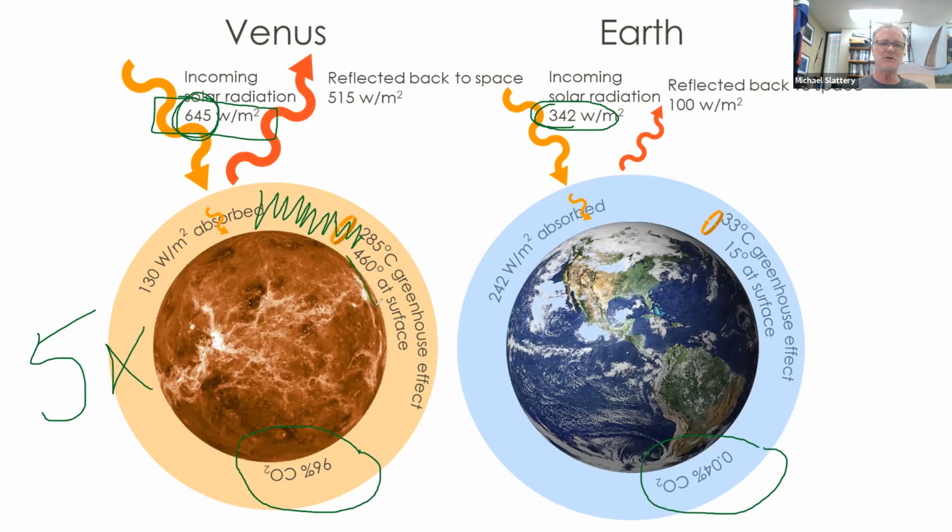The surface temperature of Venus is 460 degrees Celsius on average. The surface temperature of the Earth is 15 degrees Celsius on average, right? We have a greenhouse effect here of 33 degrees Celsius. Remember, it should be minus 18, and it's positive 15. The Venusian greenhouse effect is 285 degrees Celsius, okay? So that's a really critical point, I think.